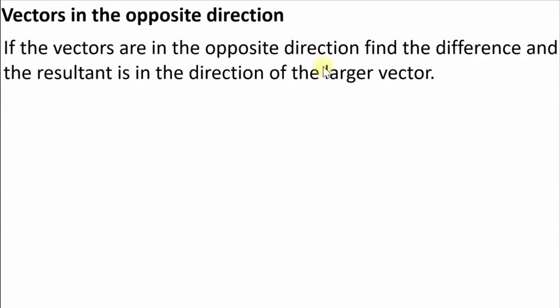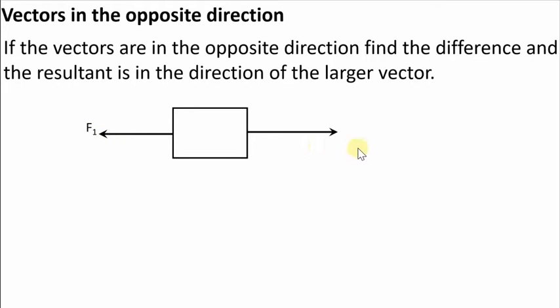Now let's look at a situation where we have vectors in the opposite direction. So we are saying if the vectors are in the opposite direction, find the difference, and the resultant is in the direction of the larger force. Meaning that if you have two vectors that are acting in the opposite direction, one is facing west, which is F1. Let's say another one is facing in the east, and F2.